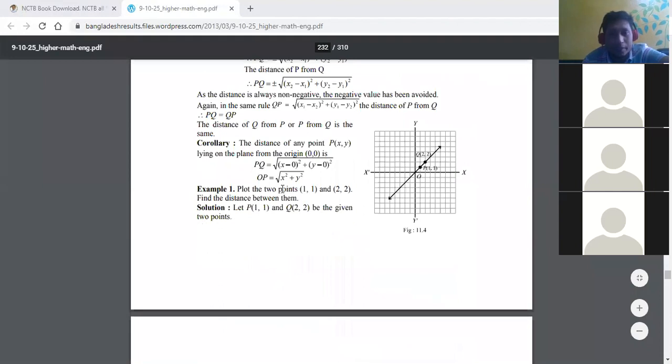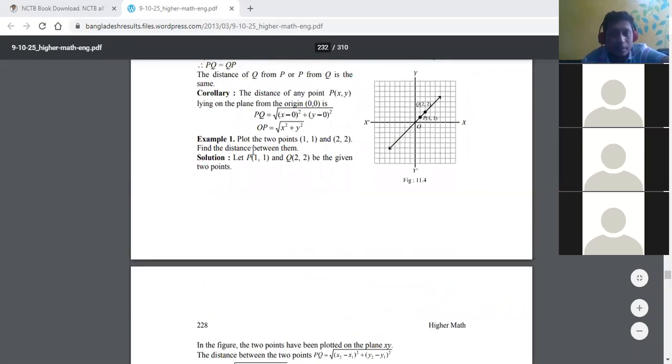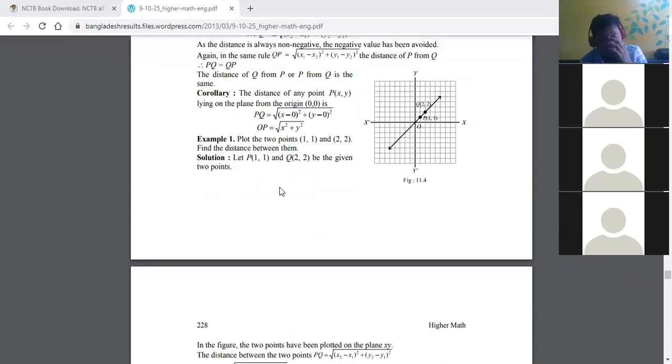How can we be benefited if we know the formula? We can see an example. Suppose example 1: plot the 2 points (1, 1) and (2, 2) and find the distance between them. See, (1, 1) has been plotted here as P1, and upper side P2 (2, 2). So what is the distance between them?